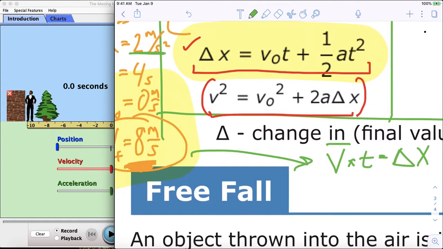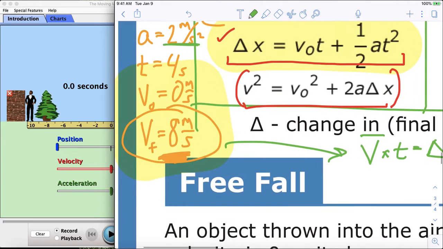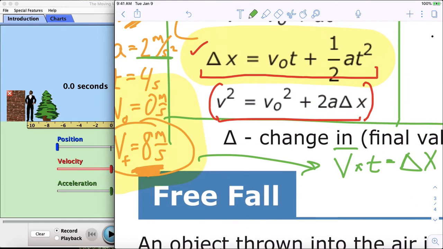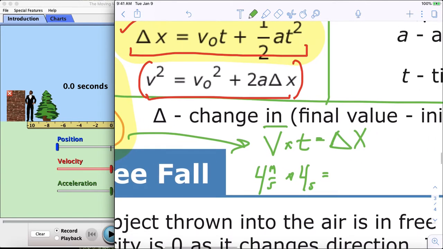All right, well, if I plug some of these in, my average velocity isn't 8. My average velocity is halfway between these two, which is 4, times my 4 seconds is 16 meters.